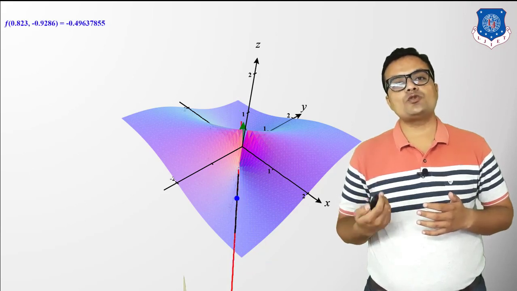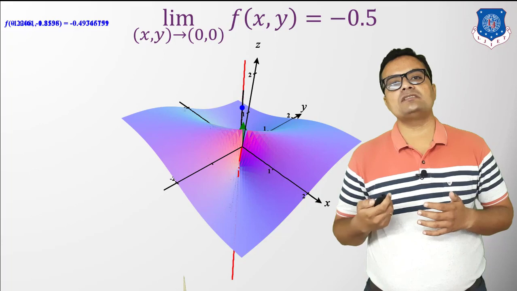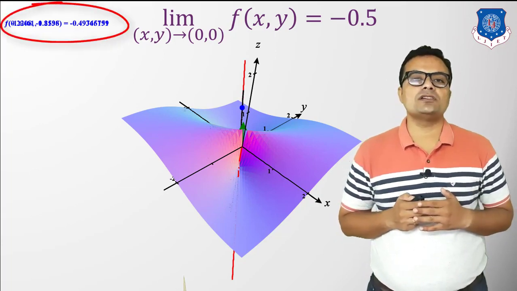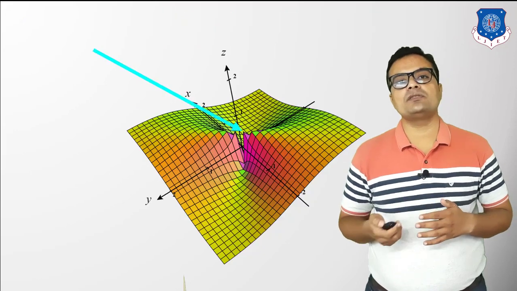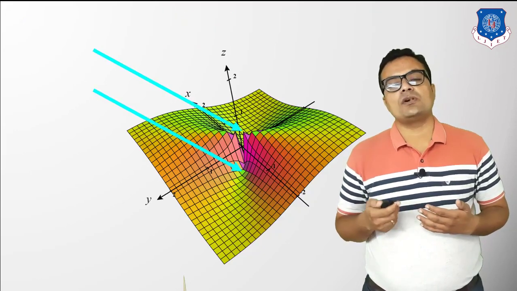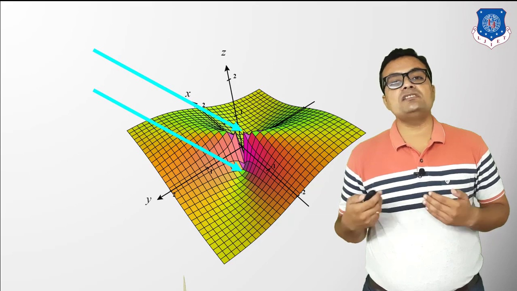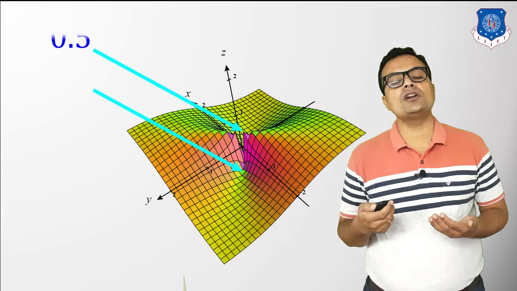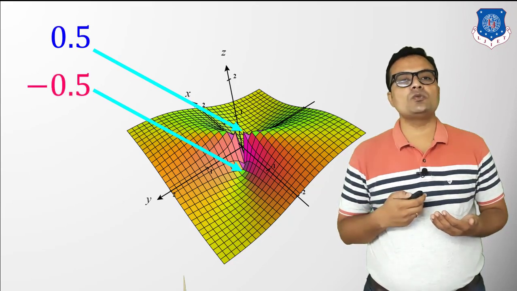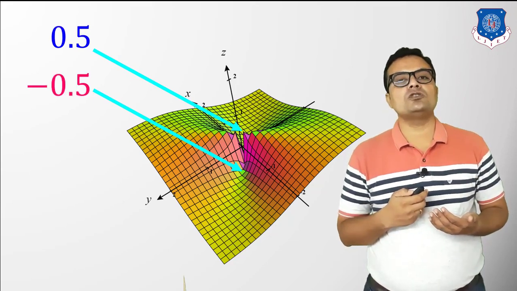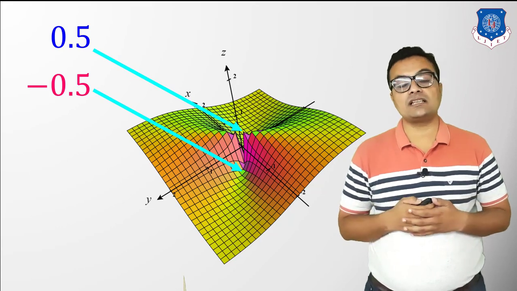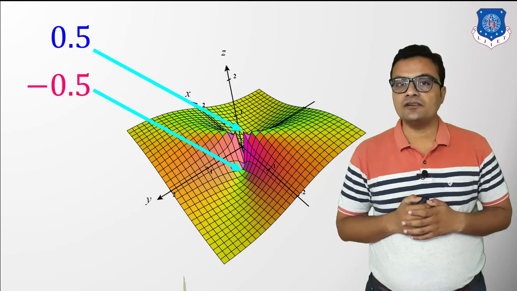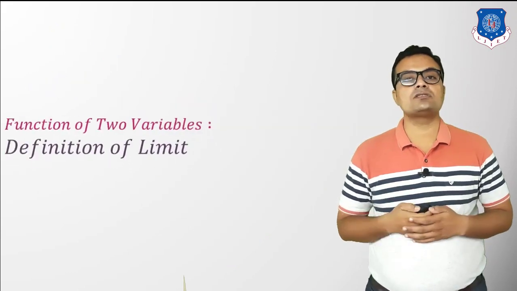If I approach the origin using this path, then you can see clearly here the value in the neighborhood of the origin on this path is minus 0.5. It clearly says that my function is changing its value whenever I start approaching towards the origin. If I move on the line y equal to x, it gives me 0.5. If I move on the line y equal to minus x, it gives me minus 0.5. That means we identified two paths on which the value of the limit differs. And so we can say the limit does not exist.